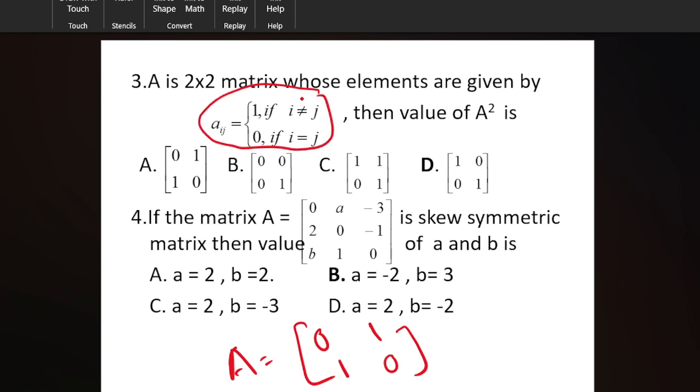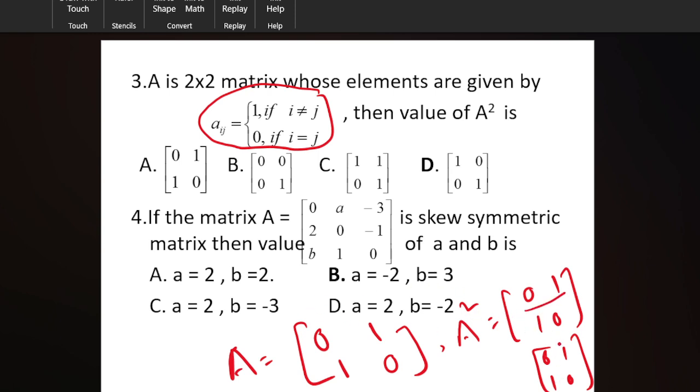When i not equal to j, it will be 1. We have to take 1. So when i equal to j, diagonal element will be 0. Then you find out A squared. So A squared you can find out 0, 1, 1, 0 into 0, 1, 1, 0. So first row, first column will give you 1. Then first row, second column give you 0. Again, second row, first column will give you 0. Second row, second column will give you 1. That will be D. Option will be D. Isn't it?